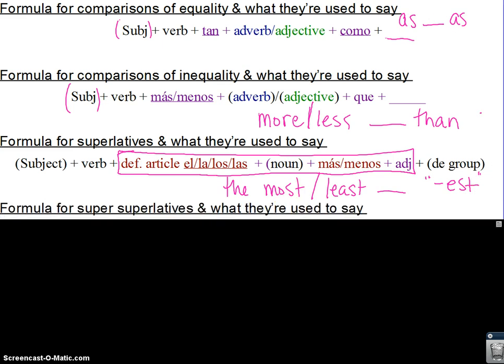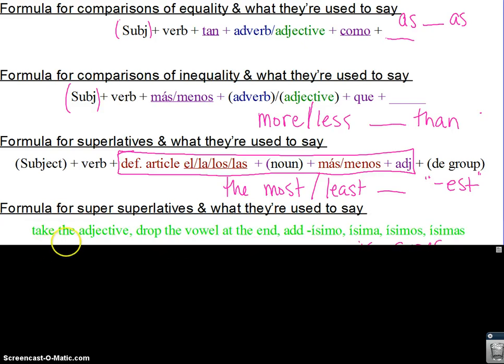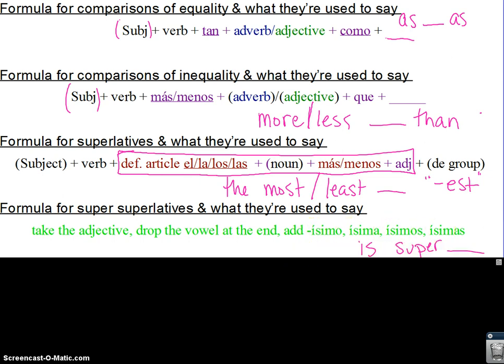Formula for super superlatives and what they're used to say. I guess I don't have a formula as far as a sentence formula, but you take the adjective, drop the vowel at the end if it has one, and add ísimo, ísima, ísimos, or ísimas, making sure you have an accent on the first I in that ending. And we use it to say someone or something is super something.